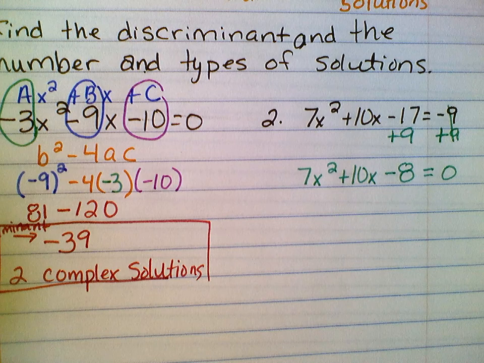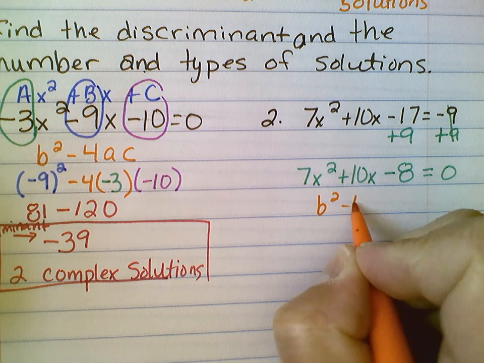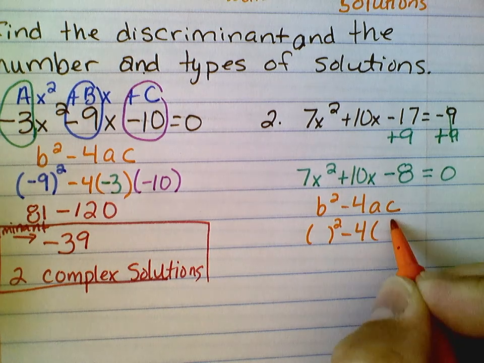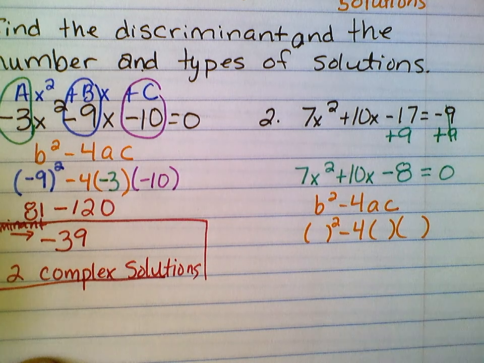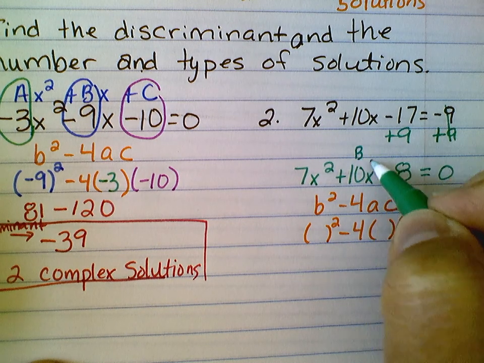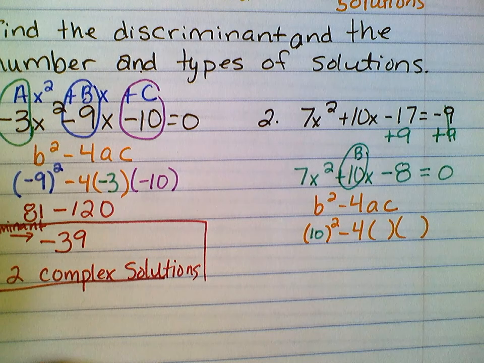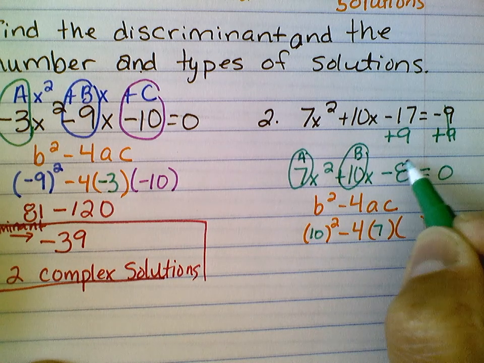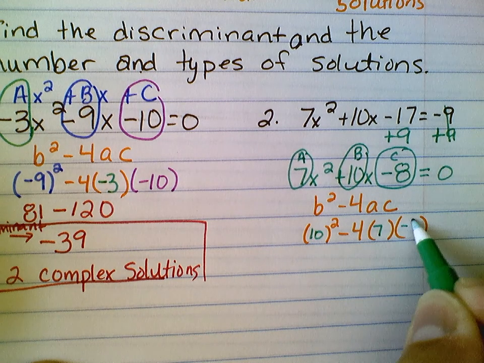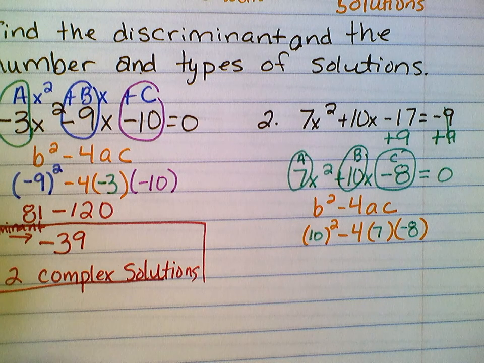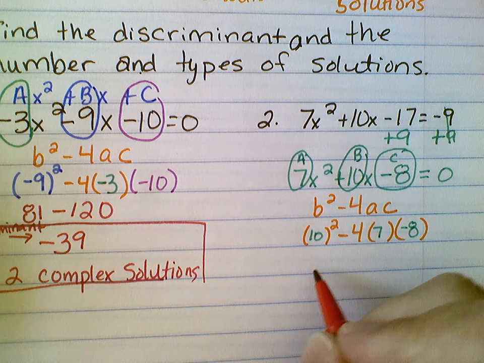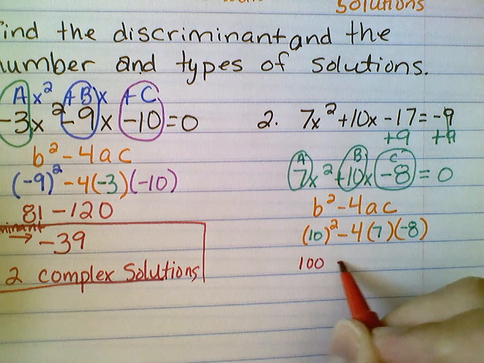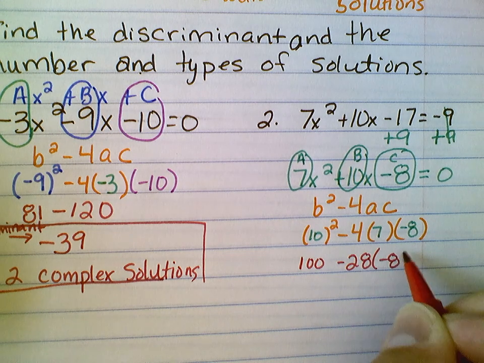Okay, so for my b squared minus 4ac, I have my b value, which is 10. I have my a value, which is 7, and I have my c value, which is negative 8. So 10 squared is 100. Negative 4 times 7 is negative 28 times negative 8.